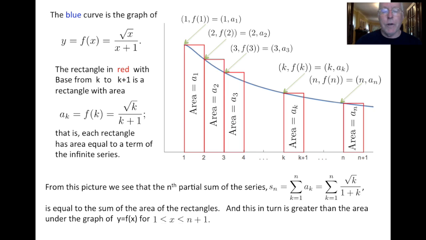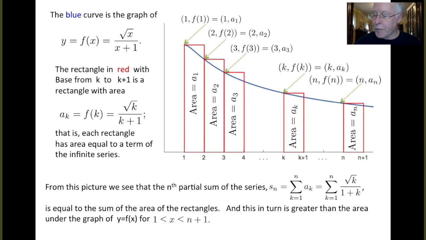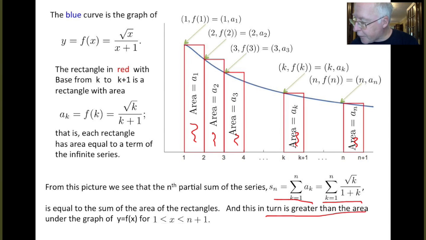So from this picture, we see that the nth partial sum of the series, that is this thing, if we replace a_k by f(k), is actually equal to the sum of the areas of those red rectangles. So if I add up this area, this one, etc., all these areas, I just get S sub n. And now from the picture, it's very clear that because all those rectangles lie above the curve, this sum is greater than the area under the graph, for x's between 1 and n plus 1.